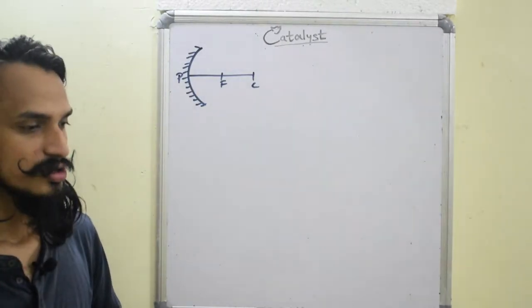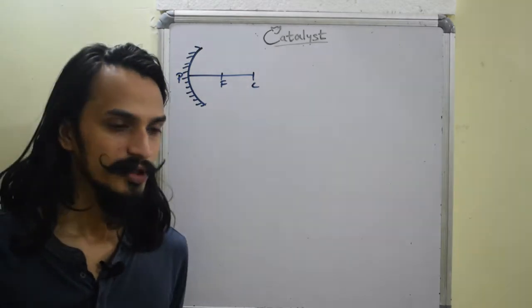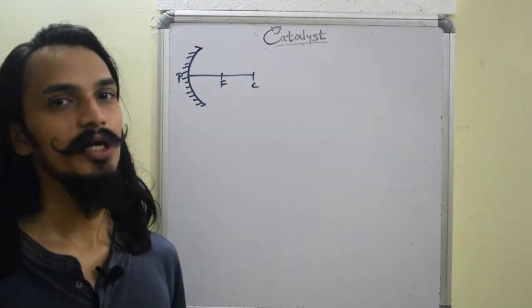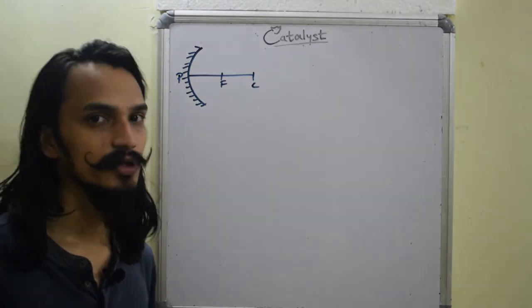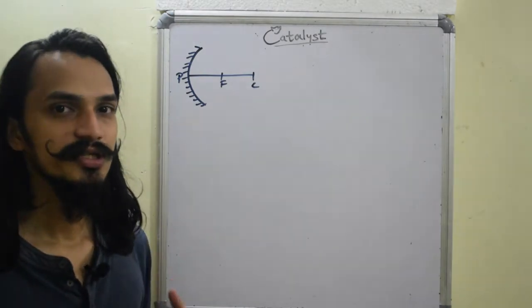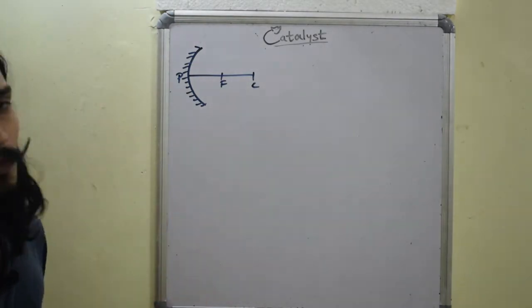Now once we start drawing, there are three rules that we need to keep in mind when it comes to ray diagrams for concave mirrors. I'm going to list out all the three rules again with the help of this diagram.